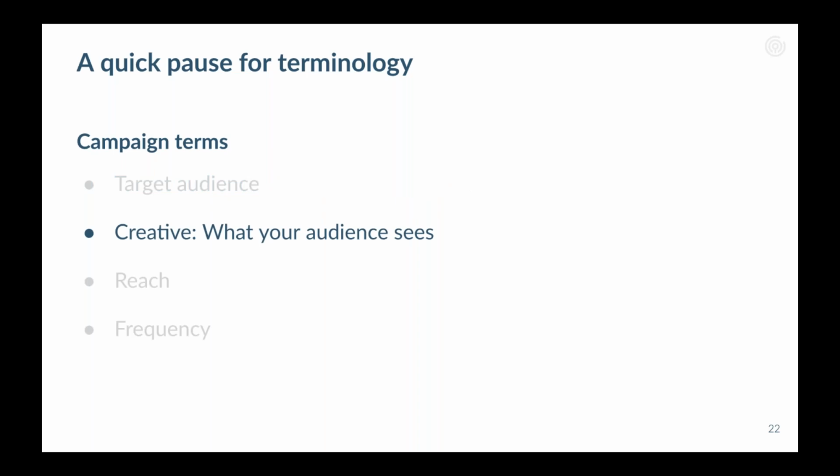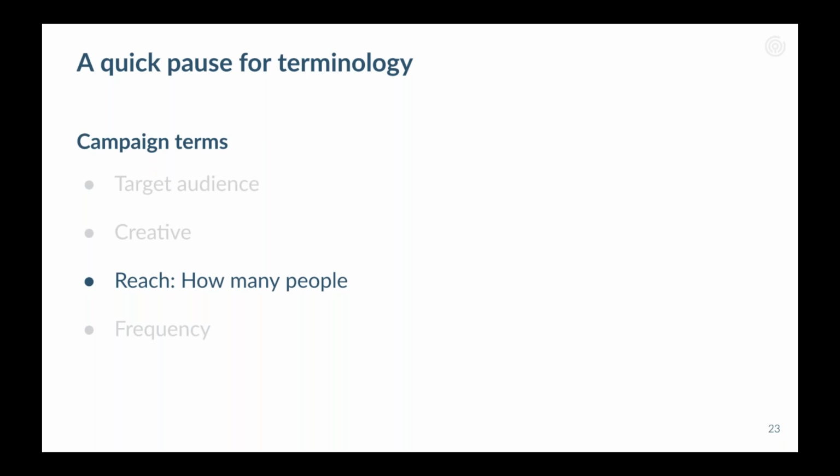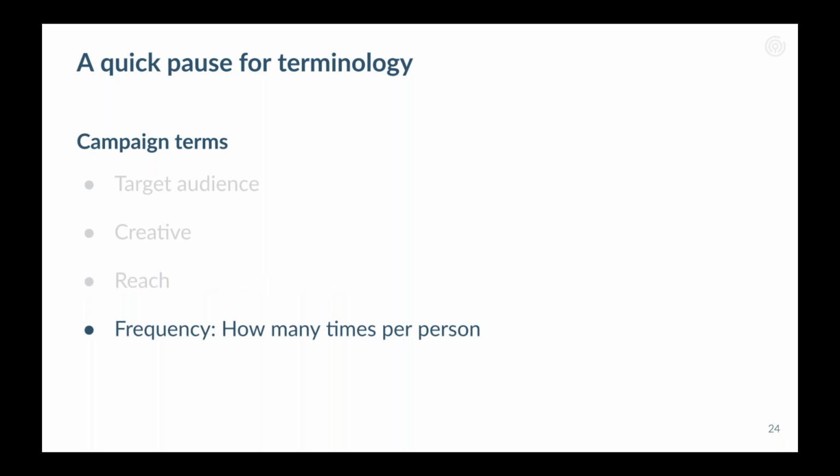Creative is also a term that you might hear a lot. This is essentially what your audience sees, whether that's the video that then becomes a TV ad or the image that is shown on Facebook. All of those can be referred to as creative. And then these last two terms, reach and frequency, are generally used to measure how well a campaign is doing. So reach is very simply how many people actually saw your ad or saw your message. And frequency is generally calculated on average, how many times each person saw your message.